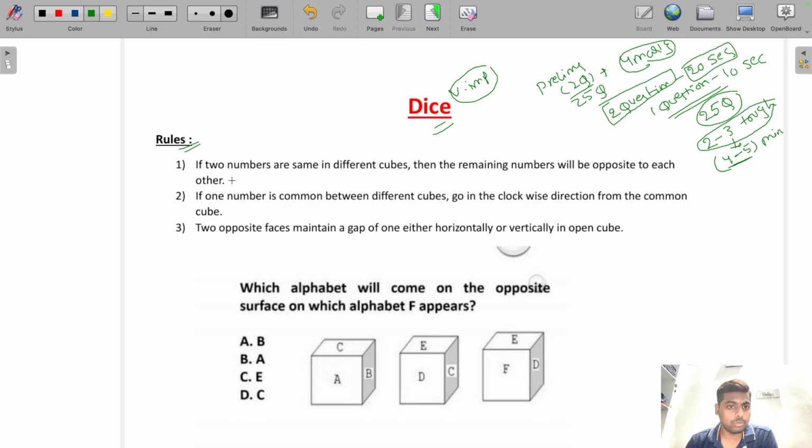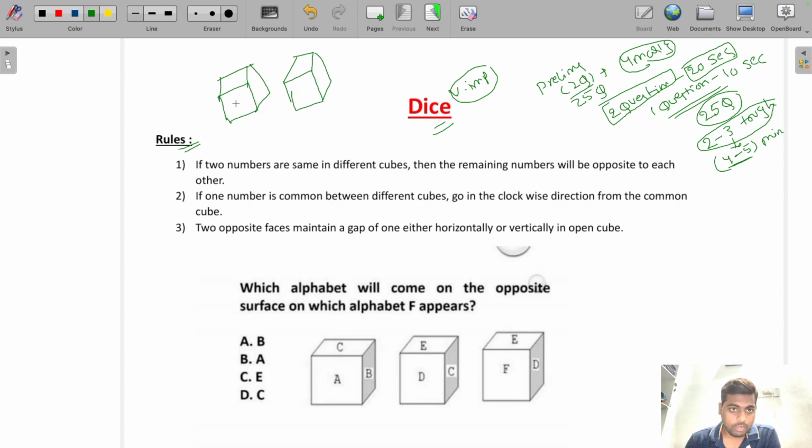The first rule is: if two numbers are the same in different cubes, then the remaining numbers will be opposite to each other. What this means is, let us say there are two dice like this. Let us say these are two cubes. Dice and cubes are both the same.